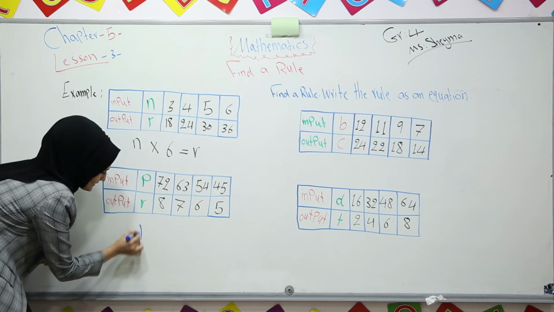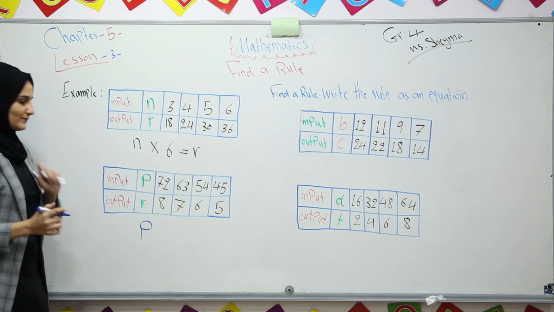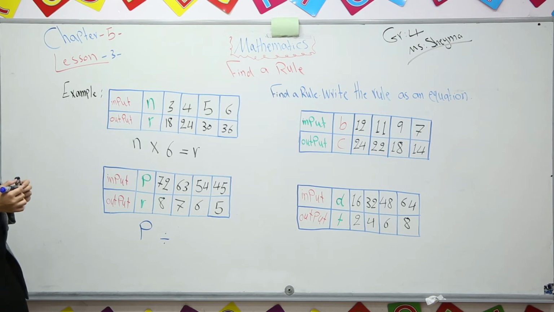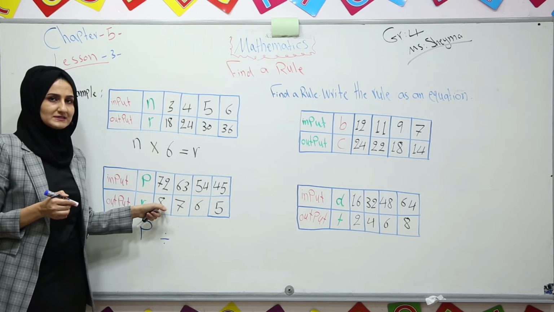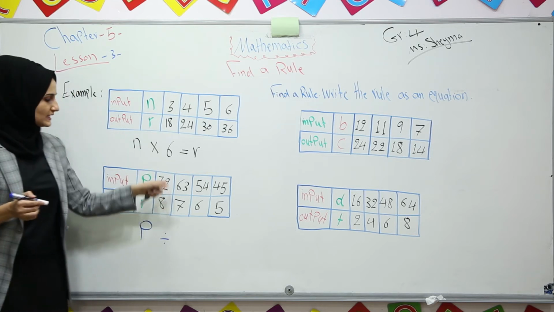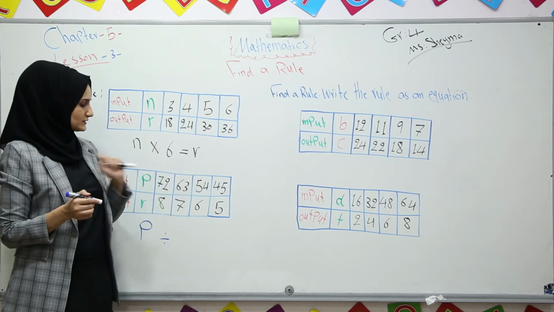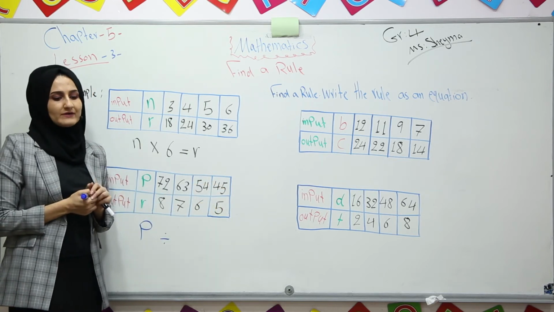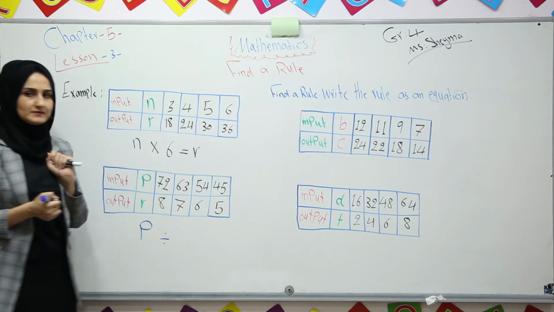The input number is P. Input numbers are greater than output numbers, so we'll use divide. Divide by what? Let's think together. 72 divided by which number is equal to 8? 63 divided by which number is 7? 54 divided by which number is 6? 45 divided by which number is 5? I think 72 divided by 9 is equal to 8.